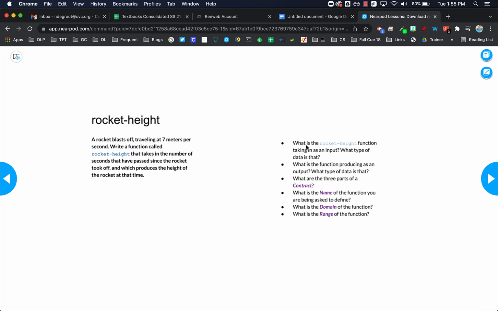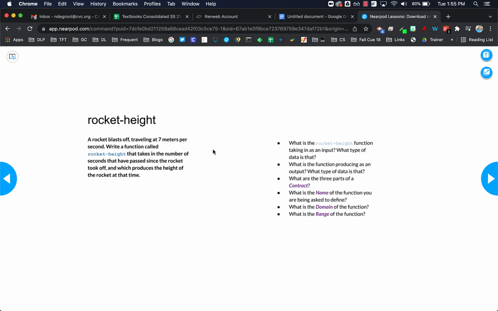Okay, and we started working on this word problem called Rocket-height. In this one, a rocket blasts off traveling at 7 meters per second. Write a function called Rocket-height that takes in the number of seconds that have passed since the rocket took off, and which produces the height of the rocket at that time. So as we were working through this one, we had to realize that we're not being asked to draw a shape like we were before. It's not telling us to draw a shape.